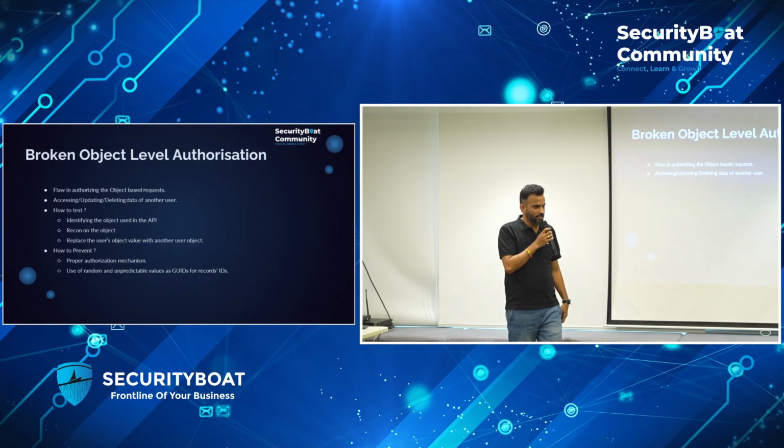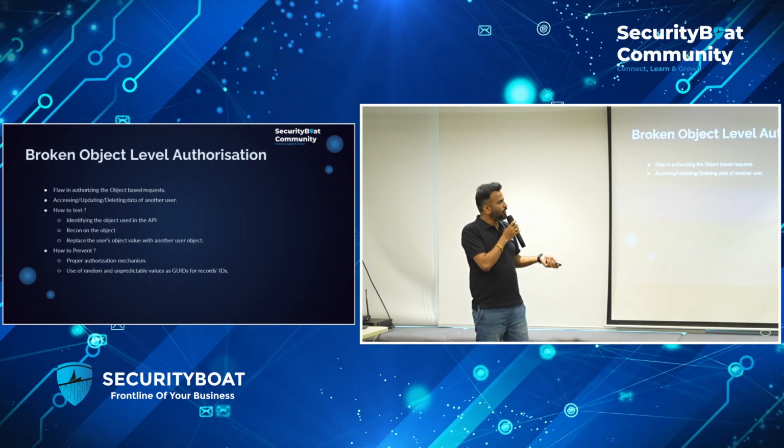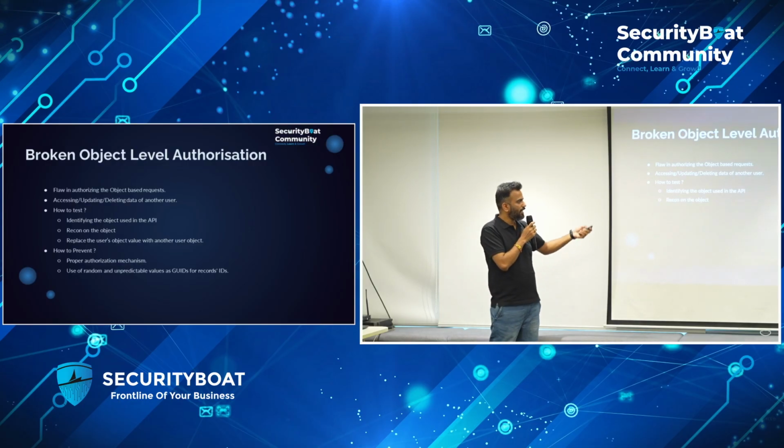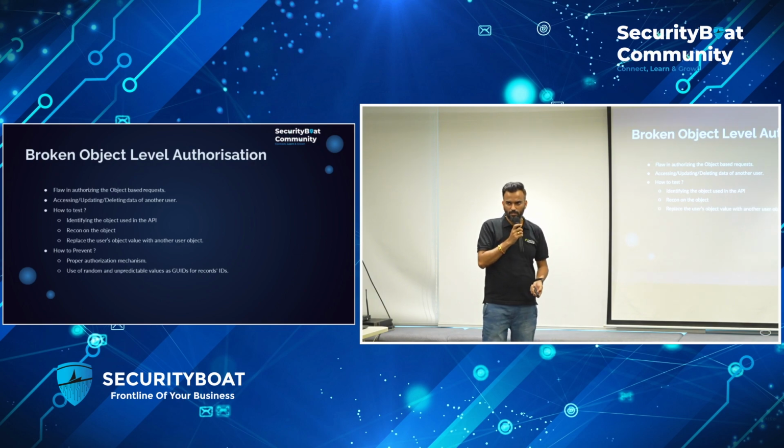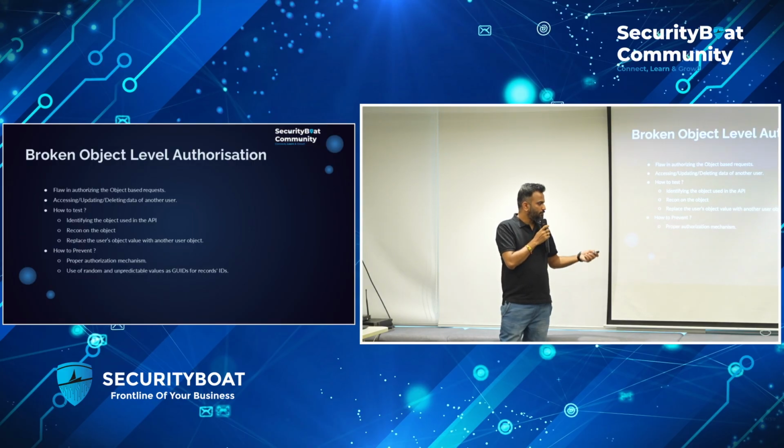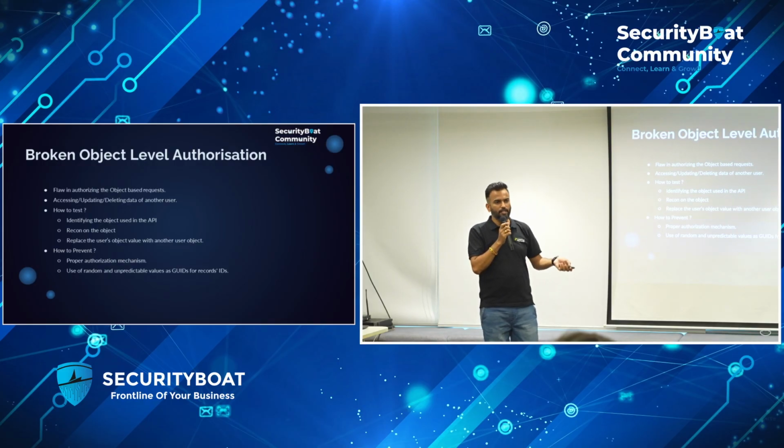Just to give that again, same thing, as I explained. Broken object level authorization is an authorization flaw where an object-based request accesses, updates, or deletes data of another user. How to test it? A very simple test case is to identify the object using the API recon, then replace the user object value with another user's object value. How to prevent it? Use a proper authorization mechanism and random, unpredictable values such as GUIDs. In the previous example, user 1, user 2 is predictable. If I use a random UID or GUID framework, the attacker will not be able to identify that.